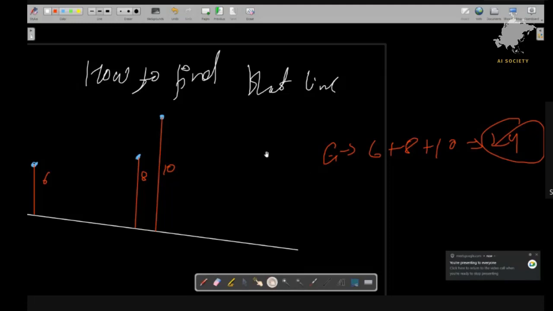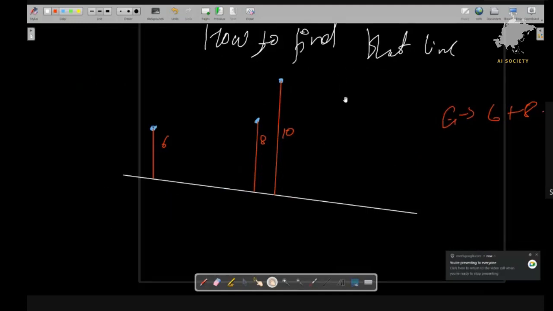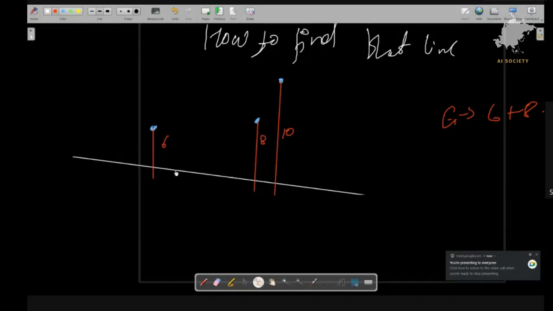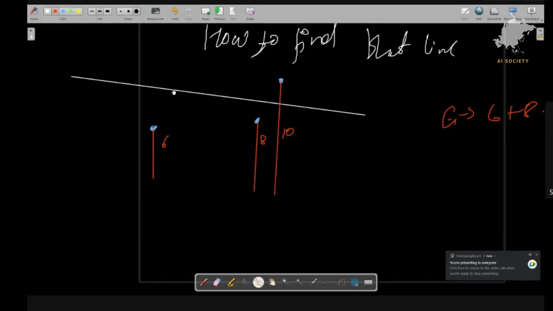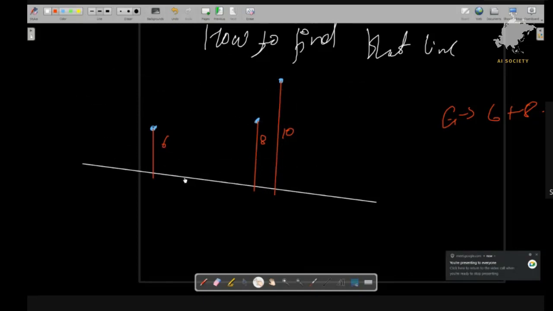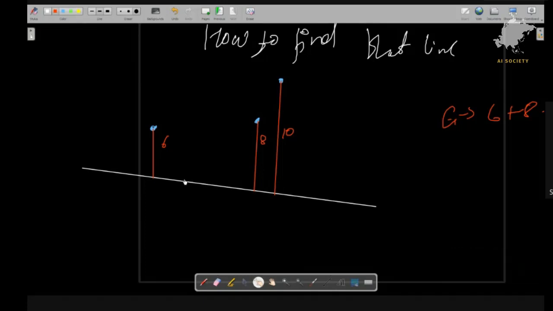Now we're going to repeat a similar process. Now we are going to take this particular line and move it around the whole space. But how will we move it? We are going to move this line around and check whether we have reduced the error or not.